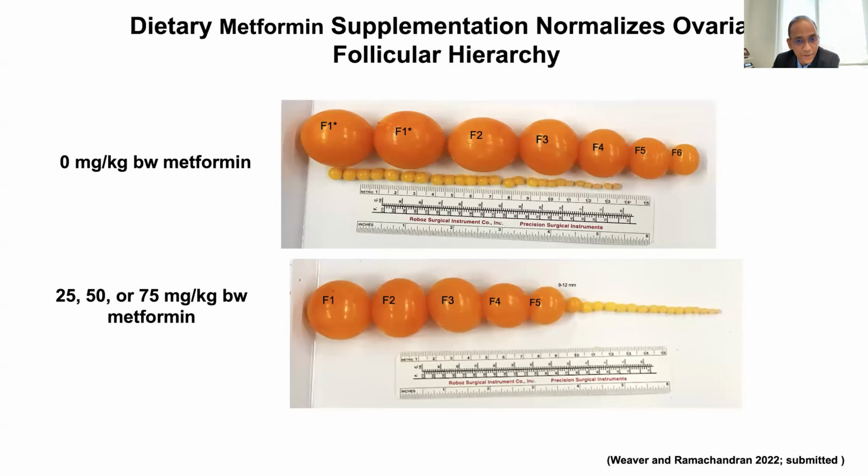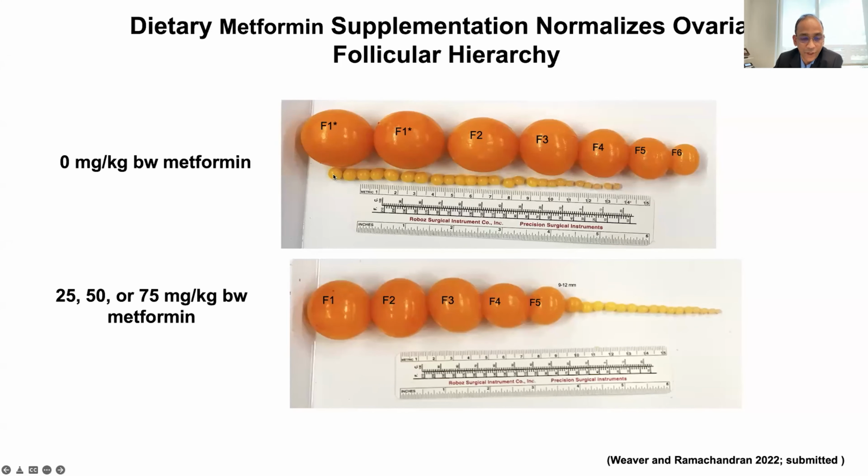And here you can see a representative photograph of a lineup of ovarian follicular hierarchy. And animals that were not given metformin, the 0 milligram group, you can see some double hierarchy here, 2 F1 follicles that could result in double yolk or an internal ovulation. On the other hand, the animals that had metformin in the diet, we saw a more streamlined ovarian follicular hierarchy.